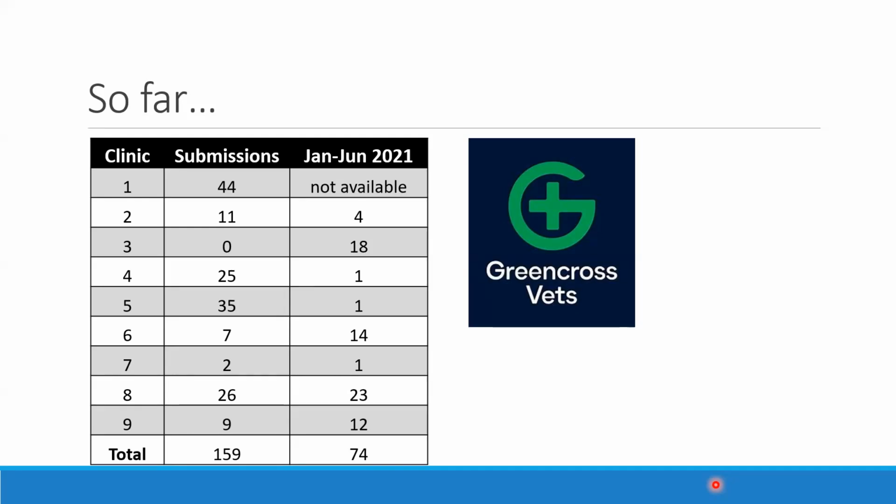Oh, that's great. I didn't realise it was only select Green Cross clinics that you were doing a subsidy with. Just these nine. Only 10. Yeah, 10. Nine. Sorry.